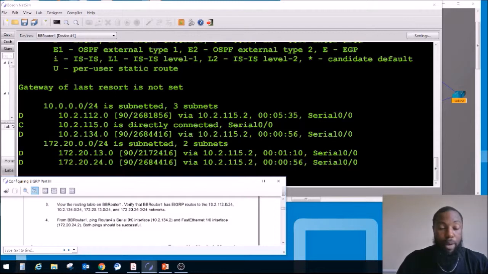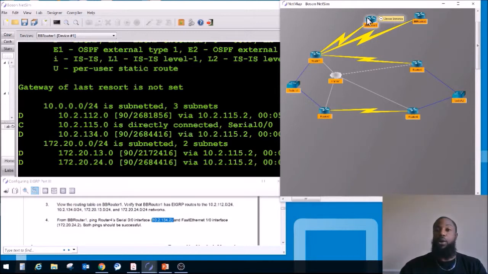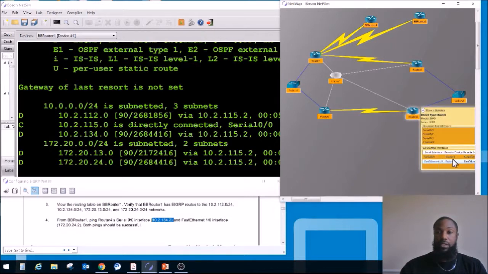From backbone router 1, ping router 4's serial 0/0 interface, which is 10.2.134.2. So from backbone router 1, we're going to ping router 4, where is he at? Router 4's serial 0/0 interface, which is right there, right? The serial is the lightning bolt, right? And the fast interface is the 10 network, which I believe is right here. Maybe it's that one, I don't know. Let's see. Switch 2. So it goes to switch 2. That is the other interface. So we're going to be pinging that interface and that interface from the backbone router.